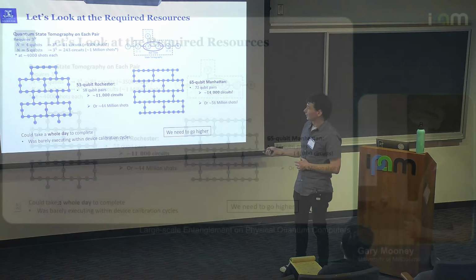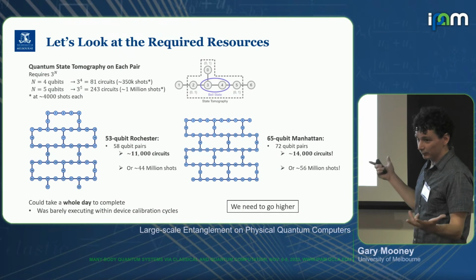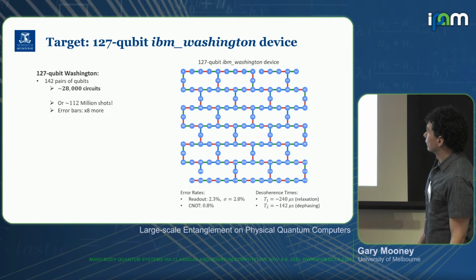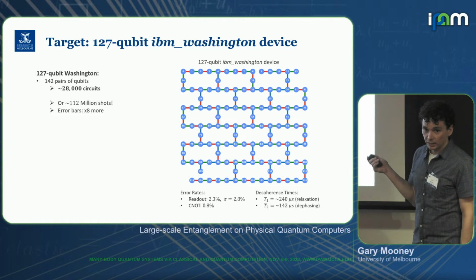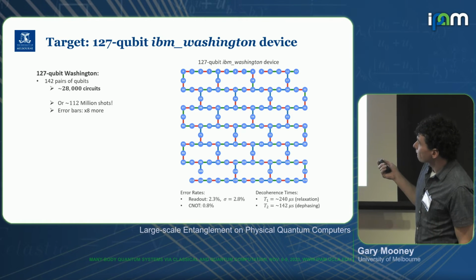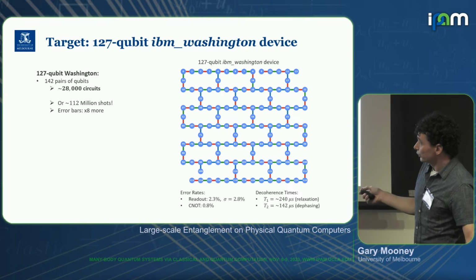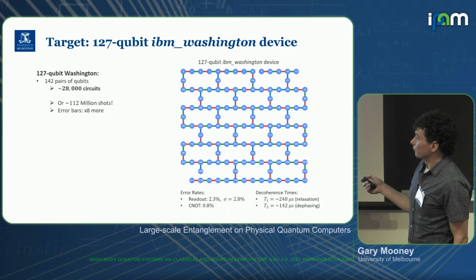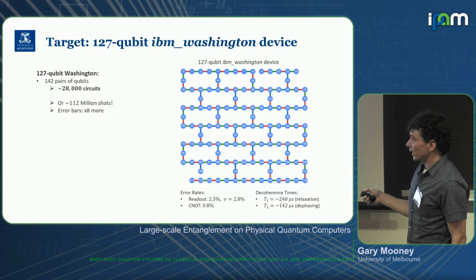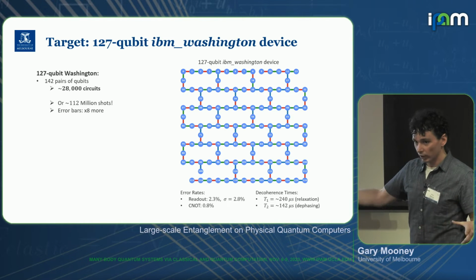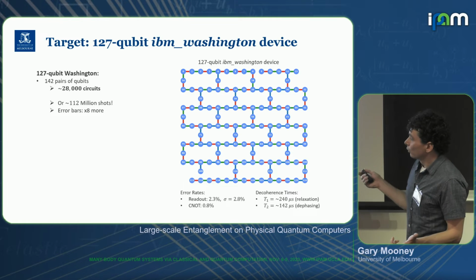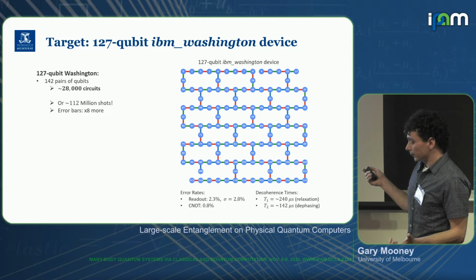Okay, so IBM released even bigger devices, so we're going to go higher. Here's the IBM Washington device, 127 qubits. To do the method that we were using, we've got 28,000 circuits, which, I didn't say before, but before we only did one measurement. And so how would you calculate error bars with that?